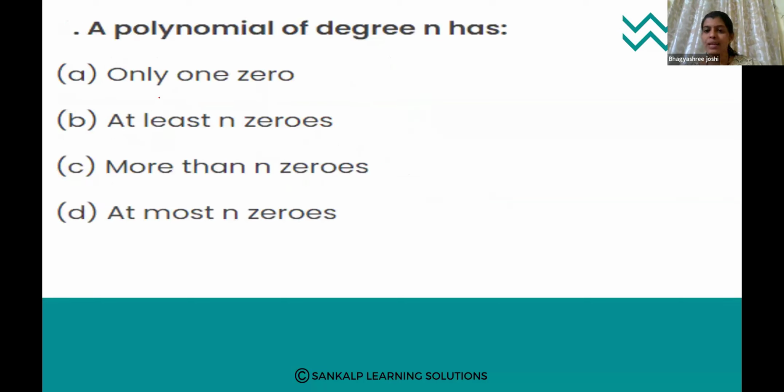A polynomial of degree n has, yes, my dear children, just think it. A polynomial of degree n has, already I have told you, only one zero, at least n zero, more than n zero, at most n zero. Which one is right answer? So all are similar. Which one is the correct answer? A polynomial of degree n has only 1 zero, at least n zero, more than n zero, at most n zero. Yes, which one is right answer?